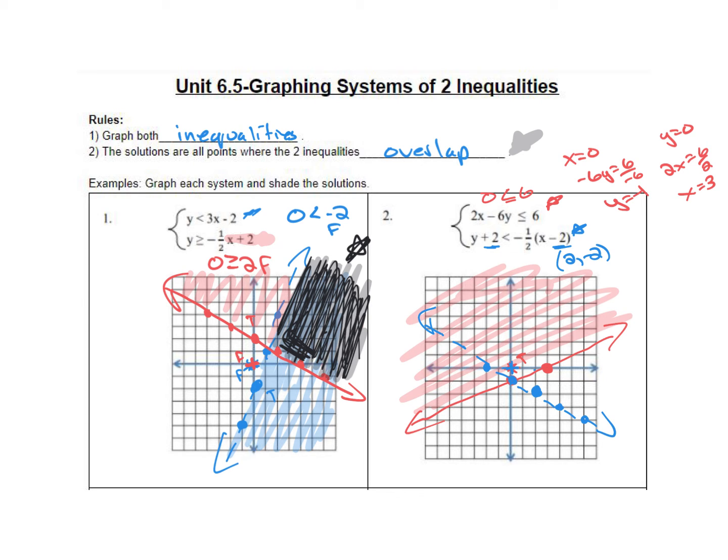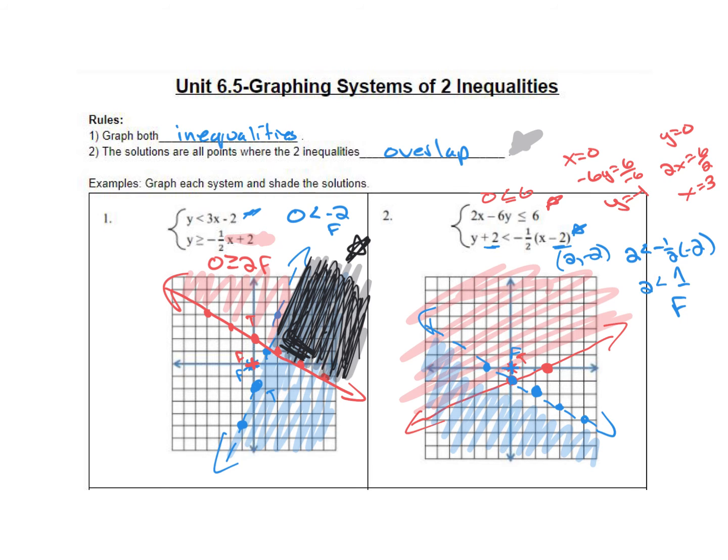Again, we want to test out that point 0, 0. Now as we plug in our 0, that's going to leave us with 2 less than -1/2 times -2, because if x is 0, it just disappears. So we just have to ask, what's negative half of -2? Which is going to be a +1. Is 2 less than 1? That is false. So that means we're going to shade underneath the blue.